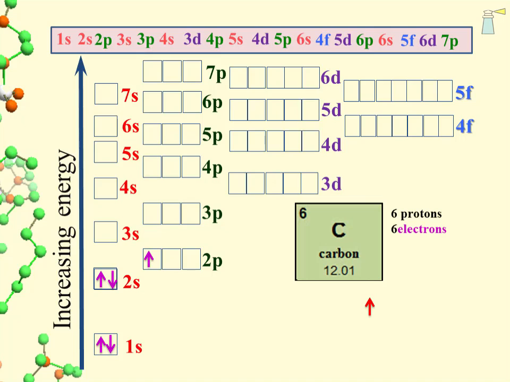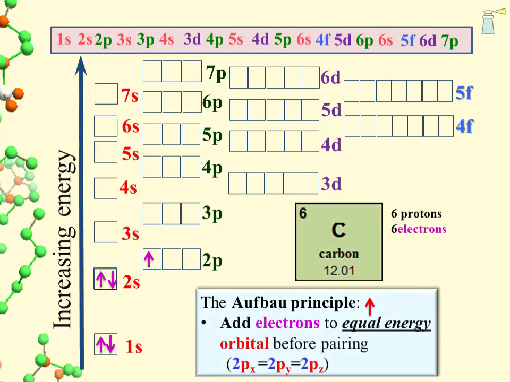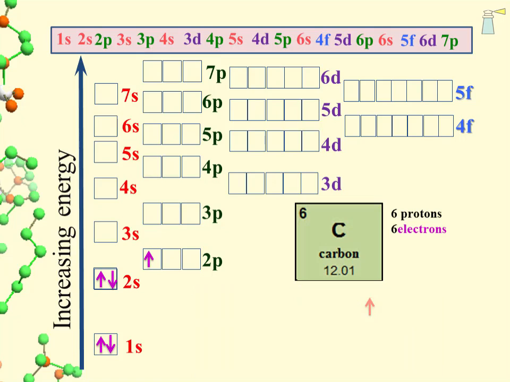Remember the Aufbau principle. Add electrons to equal energy orbitals before pairing. The 3 2p orbitals, 2px, 2py, and 2pz, have equal energy, so add the last electron to a different 2p orbital. And again, by convention, the arrow is added to the second box and given the same spin as the first. That's just how it's done.